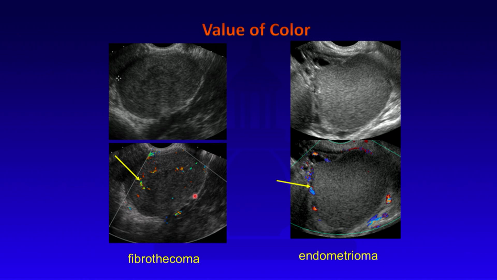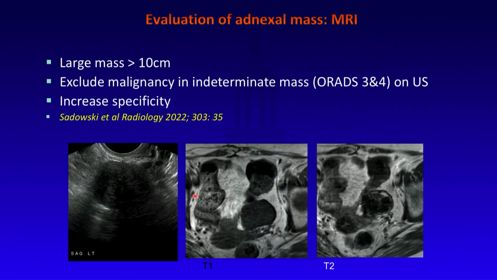So if you're not sure whether a lesion is cystic or solid, color is extremely helpful. So MR plays a very important role. We'll go into detail on when it's indicated: large masses. It's very helpful in indeterminate O-RADS 3 and 4 ultrasound lesions because it increases your specificity.